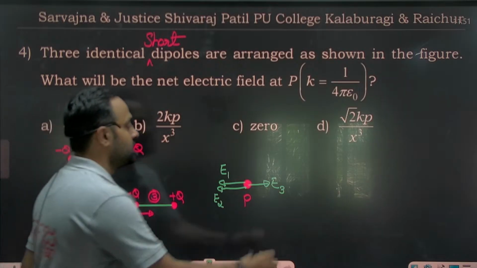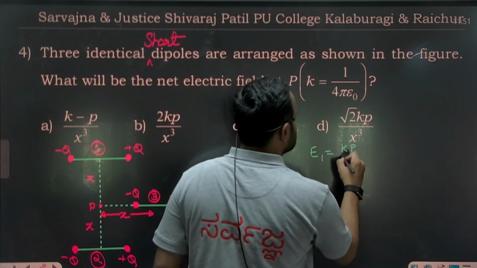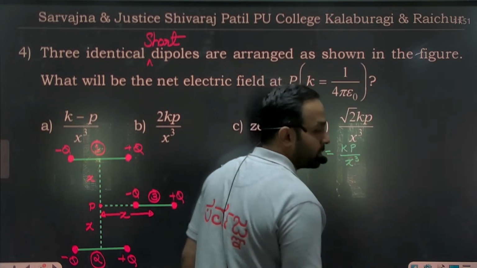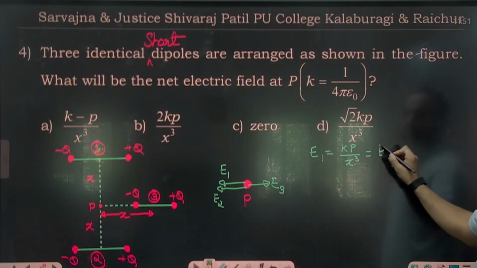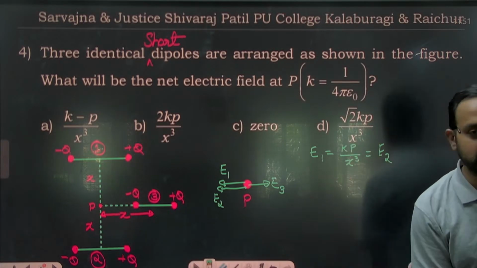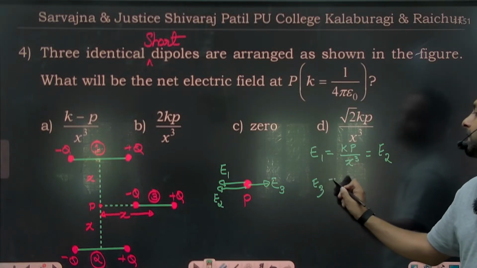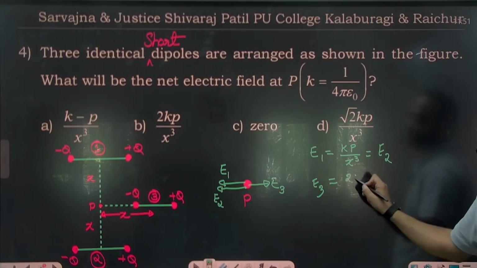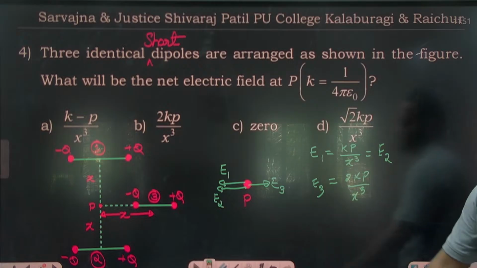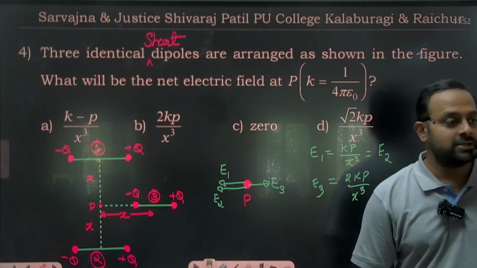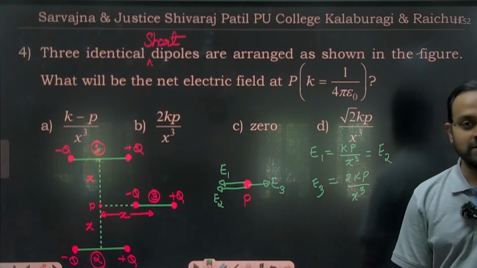E1, E2. E1 will be what? Kp divided by x cube, yes or no? And what will be E2? E2 will also be equal to Kp divided by x cube. So what will be the value of E3? E3 is 2Kp divided by x cube. Why? Because E3 is the axial electric field and E1 and E2 are equatorial electric fields.